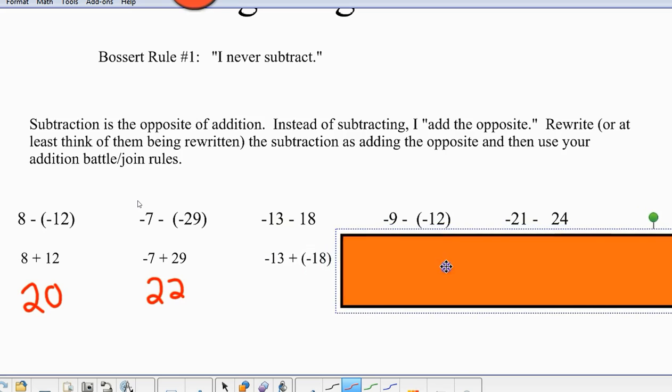Negative 13 minus 18. I'm going to change it from minus 18 to plus negative 18. Add the opposite. So now this is quite clearly a join. So I join the negatives together to be negative 31.